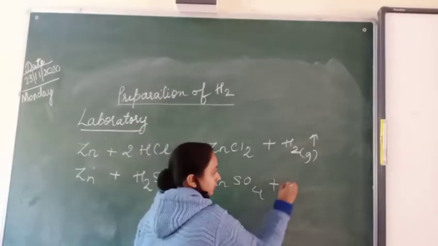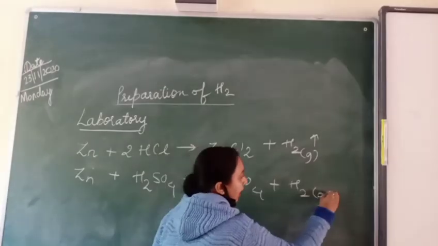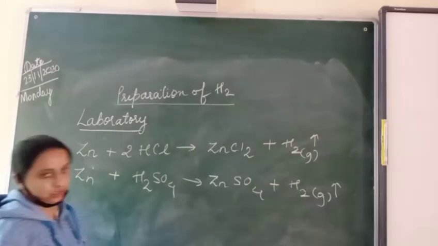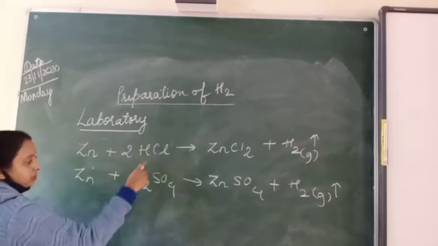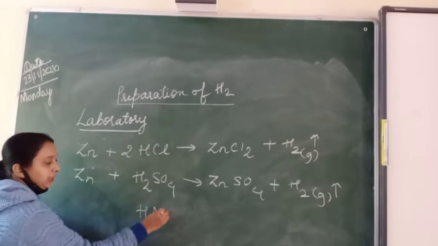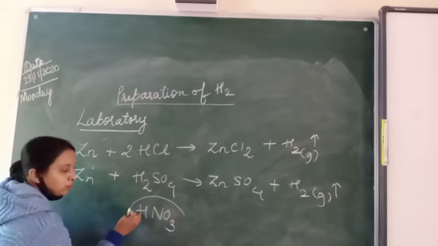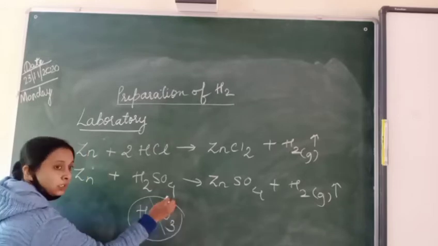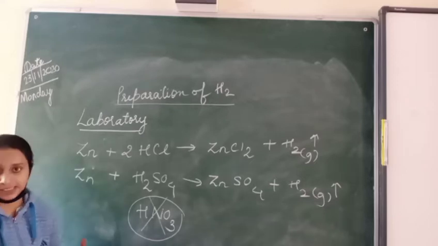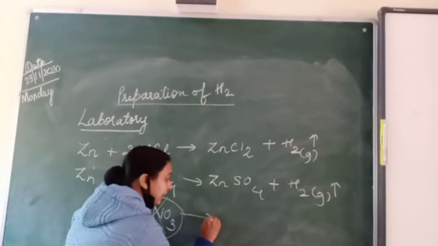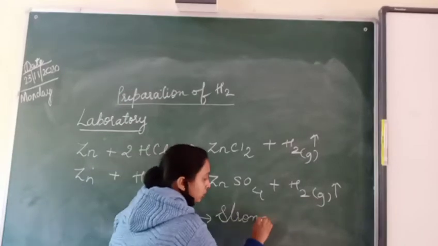Now in the laboratory preparation, out of these two acids, one more acid we have, that is HNO3. Now we do not prefer this acid. Nitric acid is not preferred during the laboratory preparation of hydrogen. Now why do we not prefer this acid? Because nitric acid is a strong oxidizing agent.